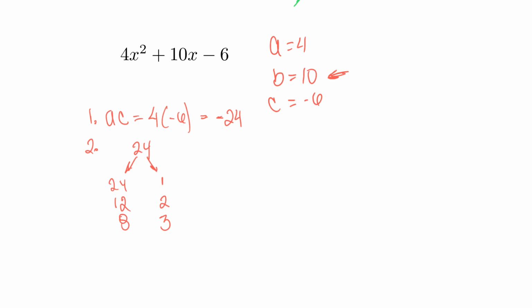If we look closely, here we have 12 and 2. And if we subtract 2 from 12, then we end up with 10. And that is the number that we want to get.